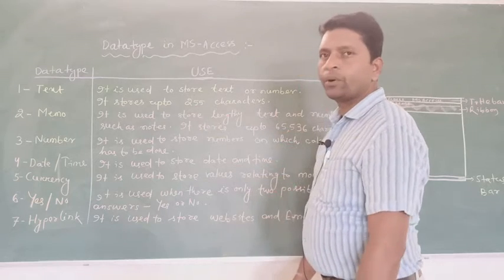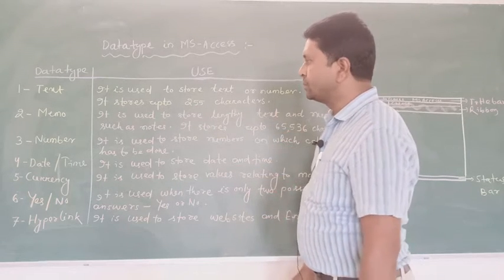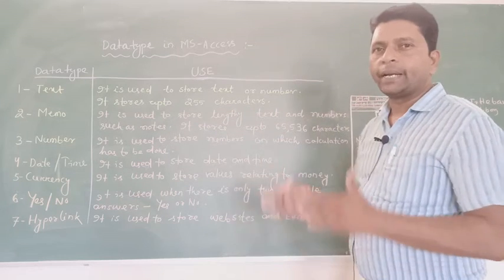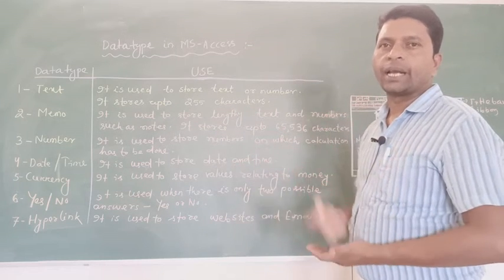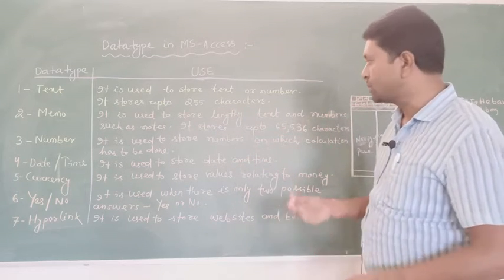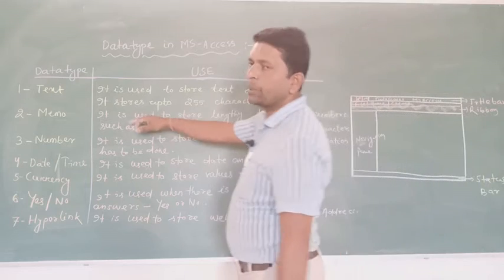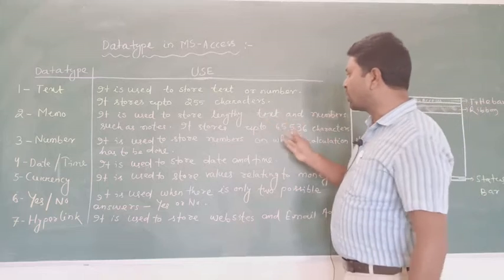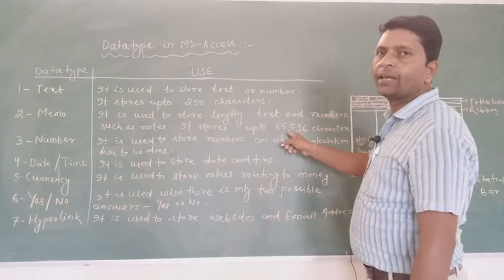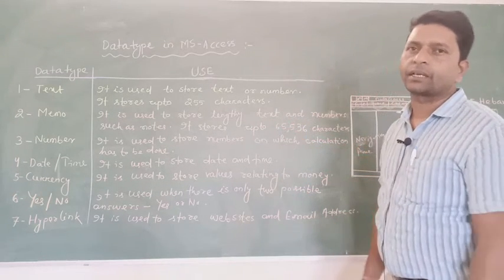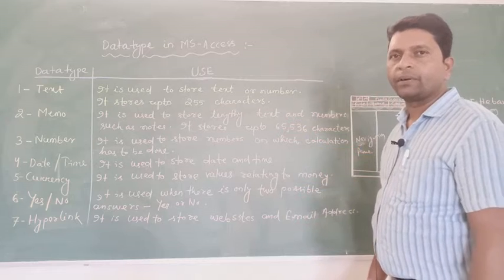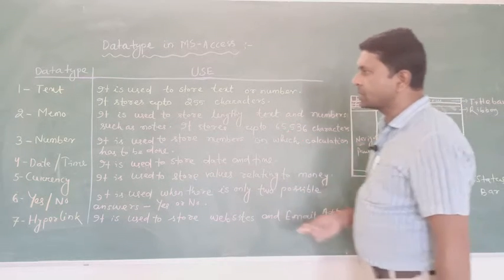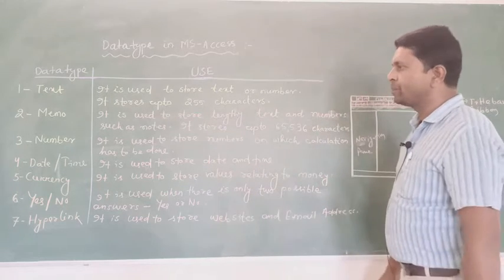The second is memo. It is used to store lengthy text. When we need to write a note of two to three or four lines, there we use the memo data type, and it stores up to 65,536 characters.